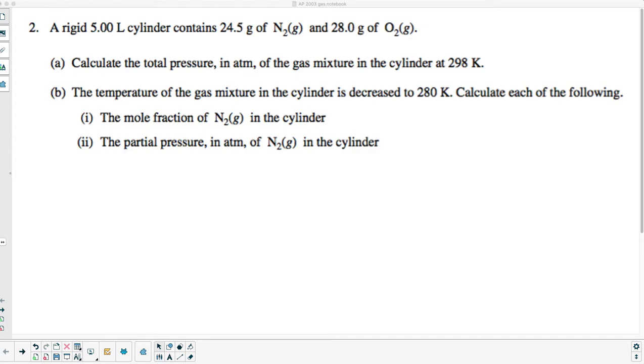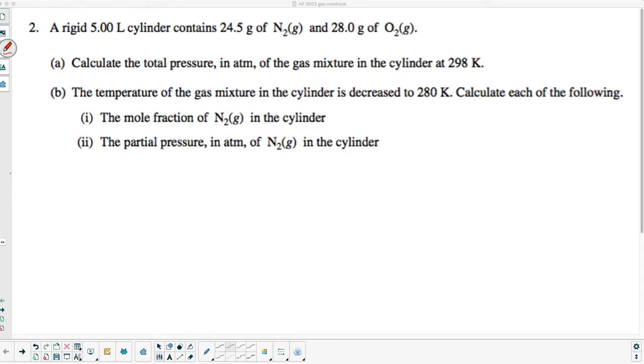This is the first of a couple of AP free response questions. This one is from 2003, a long time ago, but it is a gas law and pressure problem. So let's take a look.